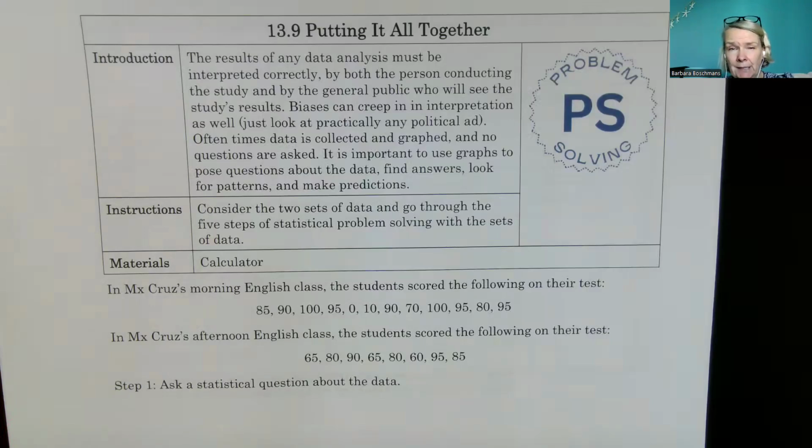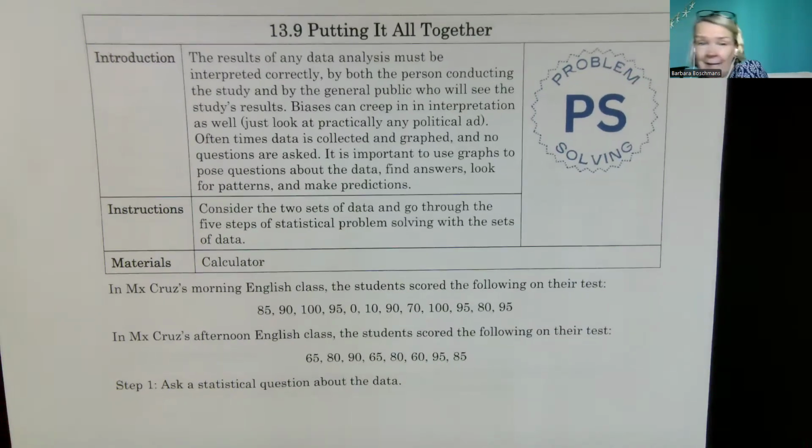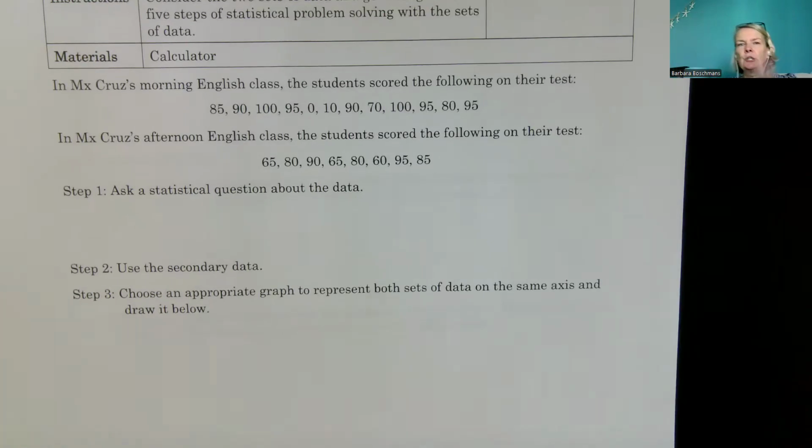We're going to do it by analyzing a graph. And then we are going to look at some calculations and use those calculations to decide which class did better. And we're going to make arguments for the morning class and for the afternoon class. So look at the test scores over here and then ask a statistical question about the data. If you're not sure if you have a good statistical question, you can always use AI to check.